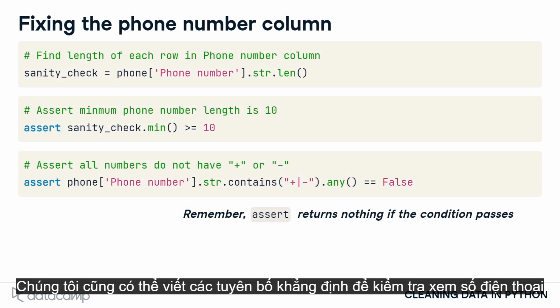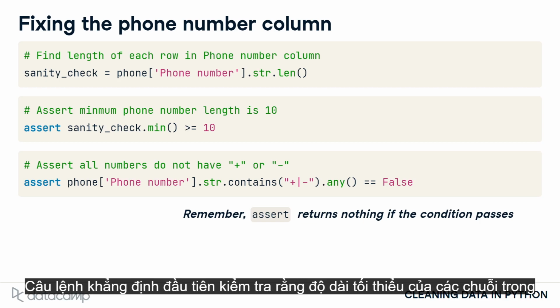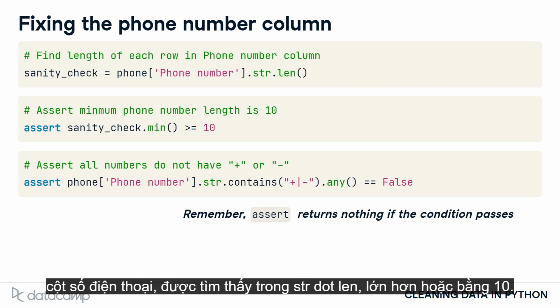We can also write assert statements to test whether the phone number column has a specific length and whether it contains the symbols we removed. The first assert statement tests that the minimum length of the string in the phone number column, found through str.len, is bigger than or equal to 10.